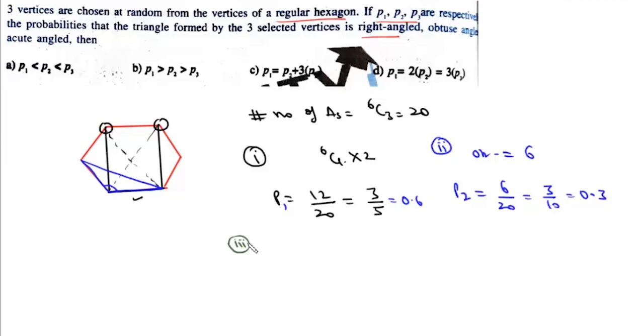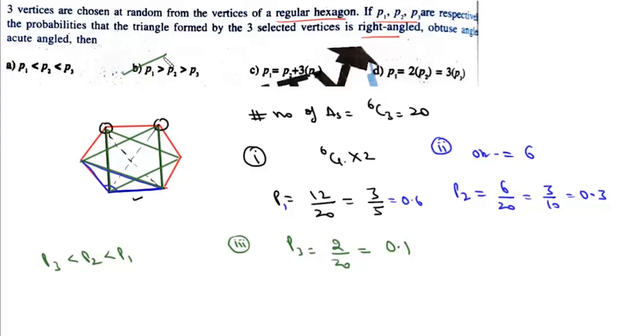Now we'll get an acute angle triangle only if we choose a triangle so that none of the side is the side of hexagon. Now in this case we have only two possibilities. So this P3 will be simply 2 by 20 and that will be simply 0.1. Now clearly P3 is less than P2 and P2 is less than P1. So P1 is greater than P2 is greater than P3 and that's your option D.